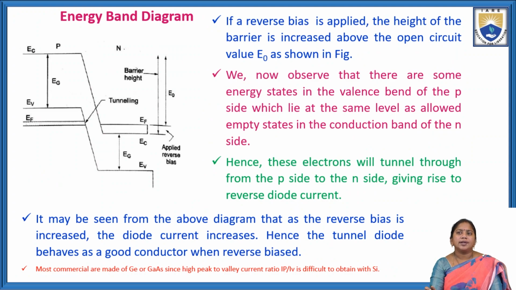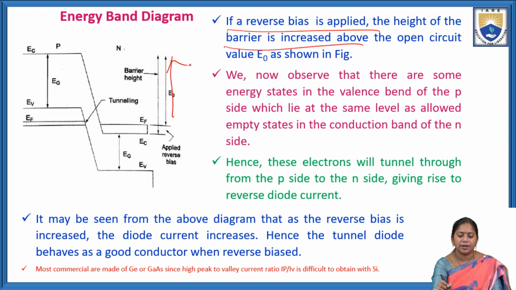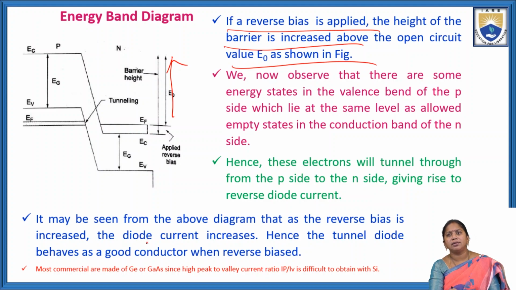The third case is reverse bias. If reverse bias is applied, the height of the barrier is increased. This is the barrier height. Compared to forward bias, here the barrier height will be increased above the open circuit value E0, as shown in this figure.